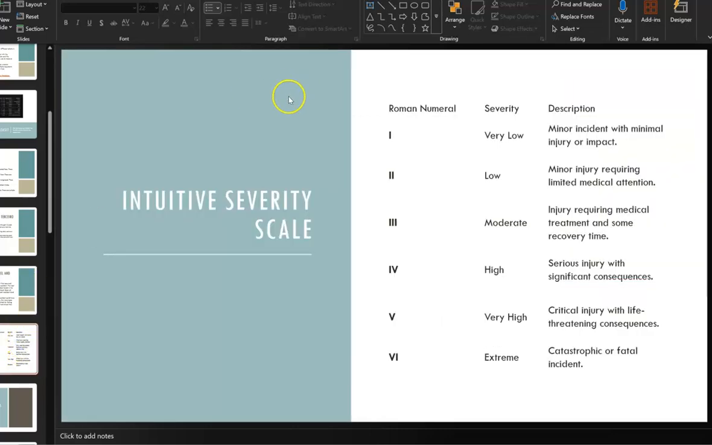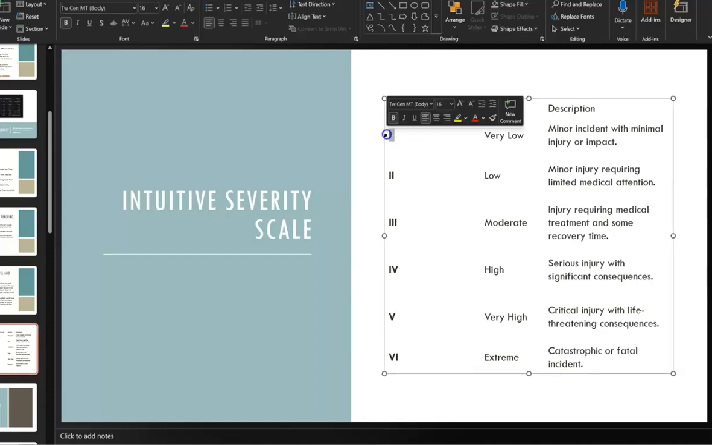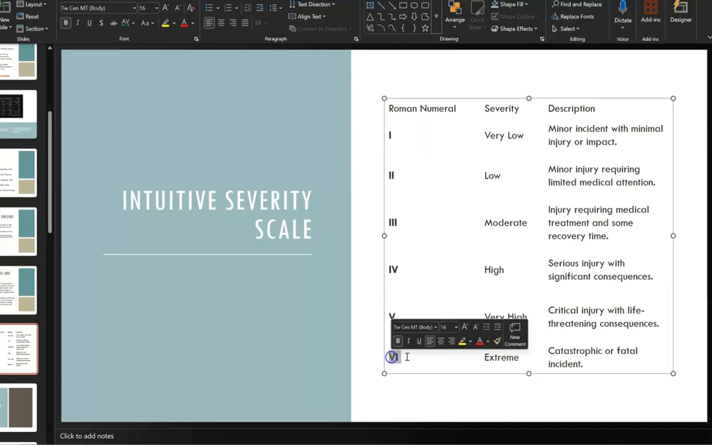Okay, and this is our intuitive severity scale. So number 1 is very low, and it's a very minor accident, but number 6 would be very extreme, and it would be catastrophic, fatal, could be lawsuits, things like that.